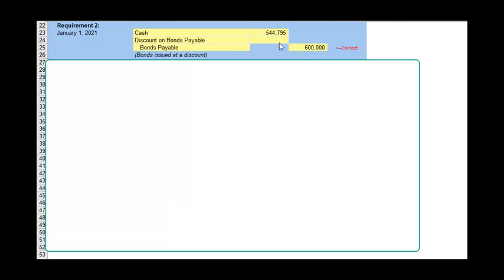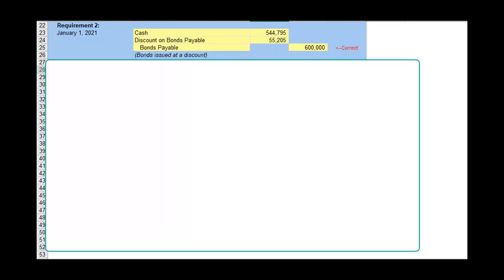In this case, we need to update our debit. Let's go ahead and do this calculation. I'm going to use a calculator. Join me. I'm going to take $600,000 and subtract out this cash. The balance is $55,205. This is what we need our discount to be on our bonds payable to make this side of the journal entry match this side. Note that this is a debit.